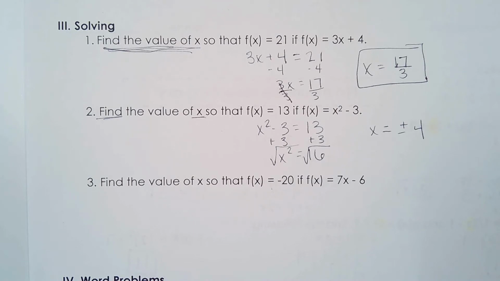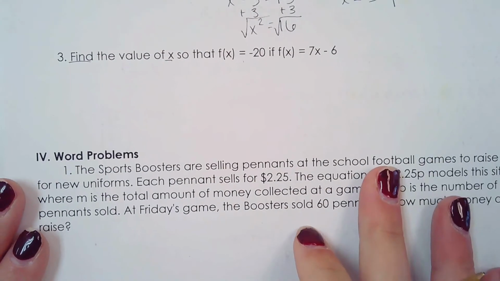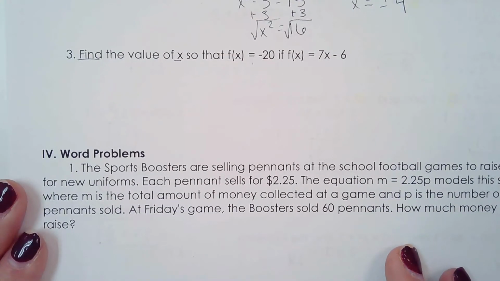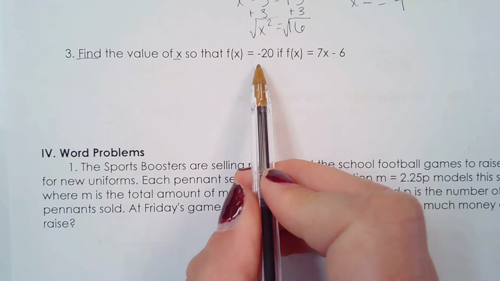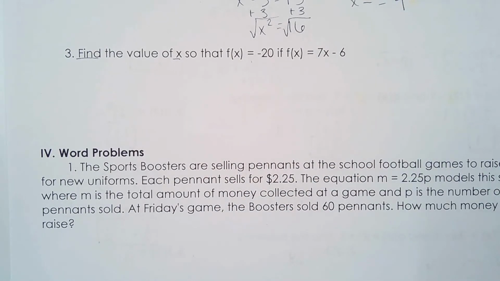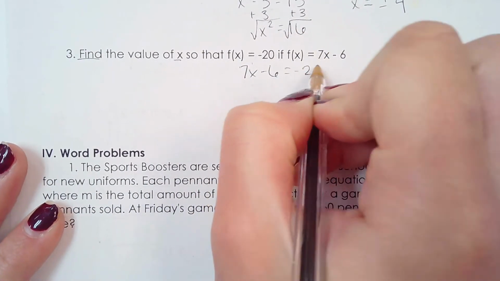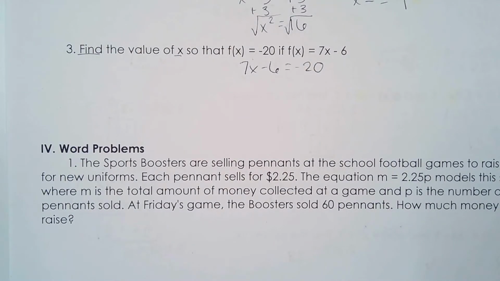So the next one says again, find the value of x. Are you plugging in or are you solving an equation? Solving an equation. It says f of x equals negative 20 if f of x equals 7x minus 6. So how are you going to set it up? Set those two equal to each other and solve. So 7x minus 6 equals negative 20. Solve that. See if you can do it on your own.